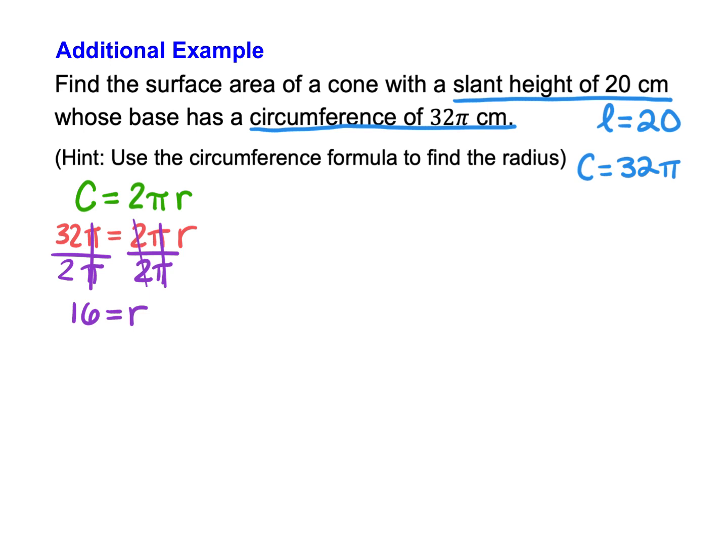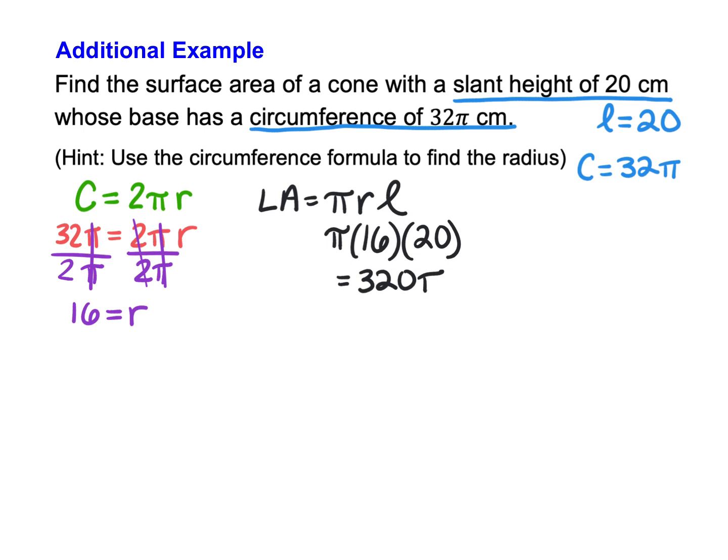Now we have the radius of 16. We have the slant height of 20. Now we have everything we need to calculate the surface area. I'm going to do the lateral area first. LA is pi RL. And here, that's pi times 16 times 20. Multiply 16 times 20 and you have 320. So we have 320 pi for the lateral area.